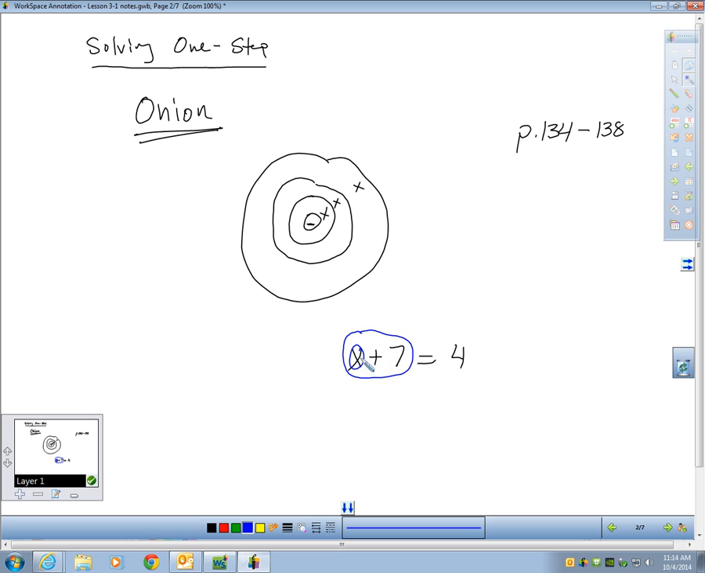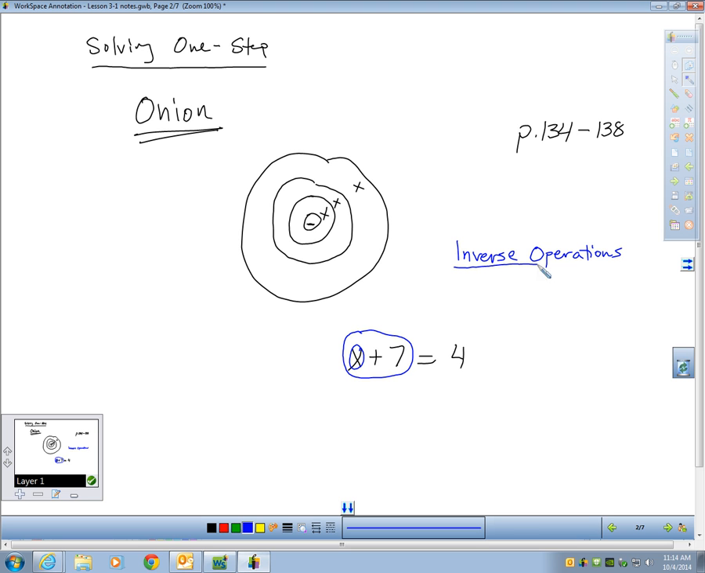So right now, to get to the center of my onion, which is x, I have to peel away this layer, which is plus 7. Okay, so now this is where we get into a term called inverse operations, and if you look on page 134, you'll see the term inverse operations highlighted.